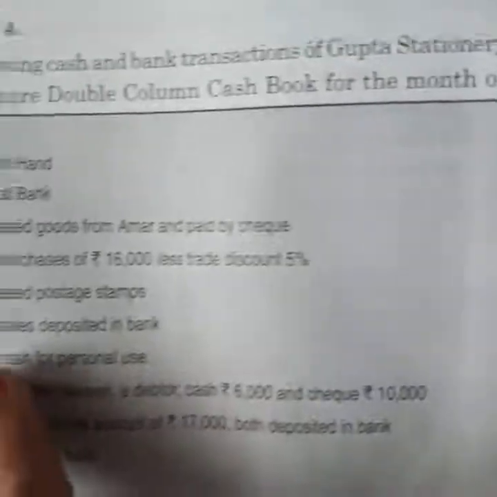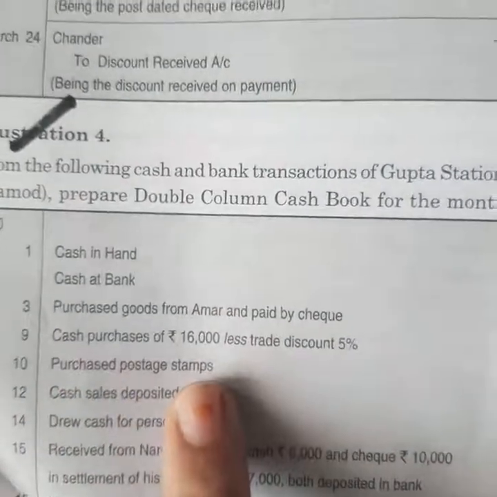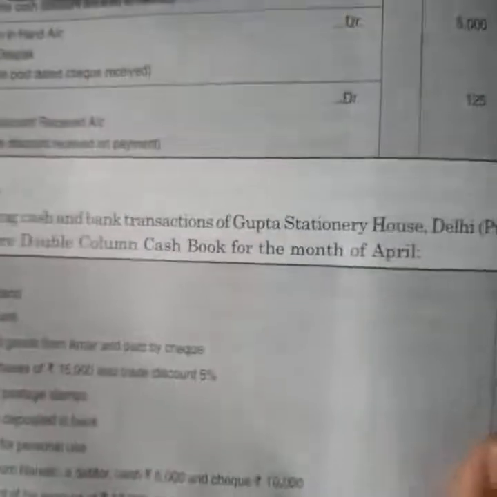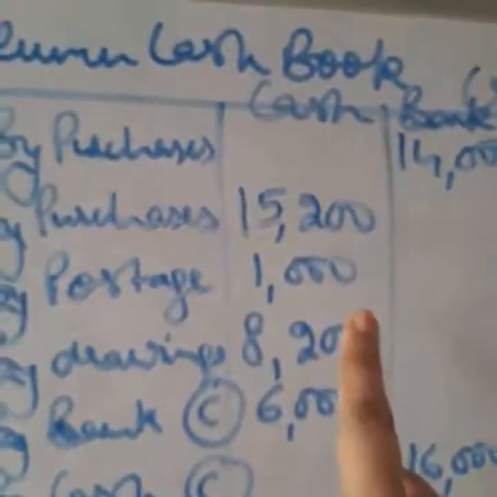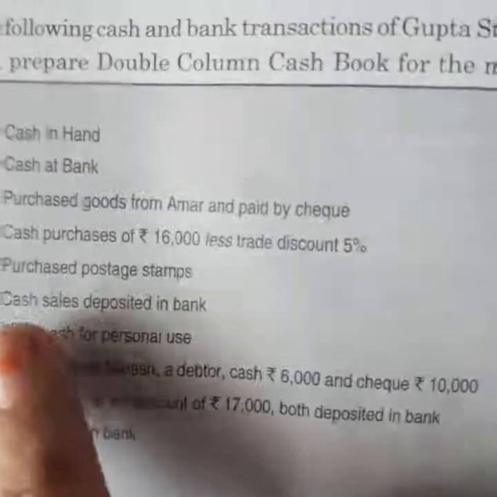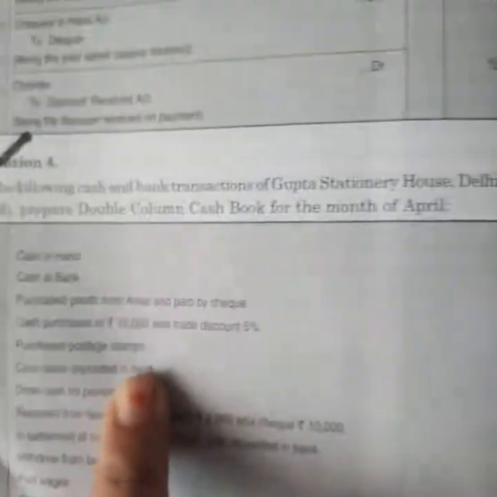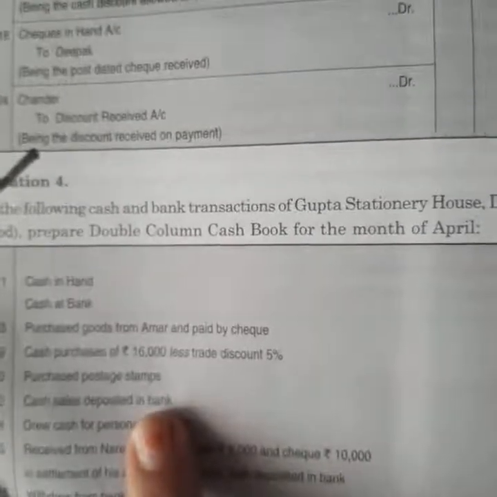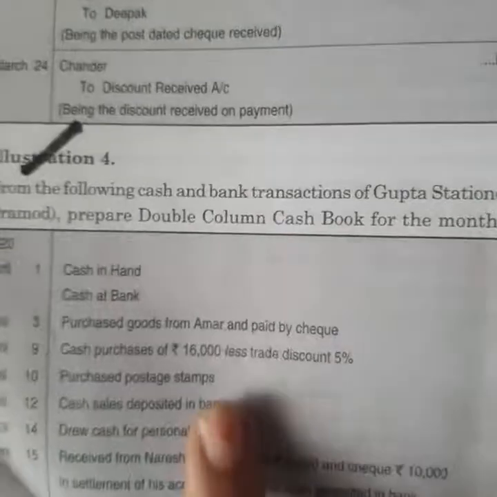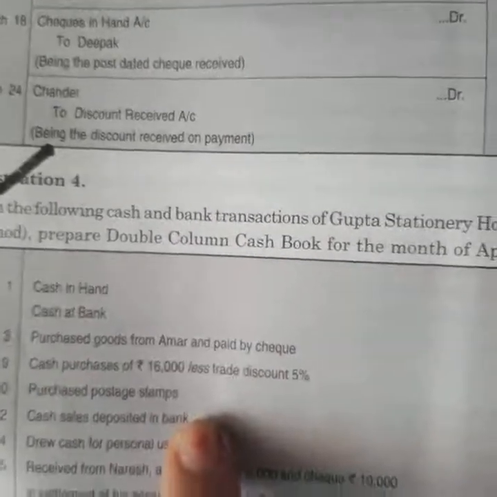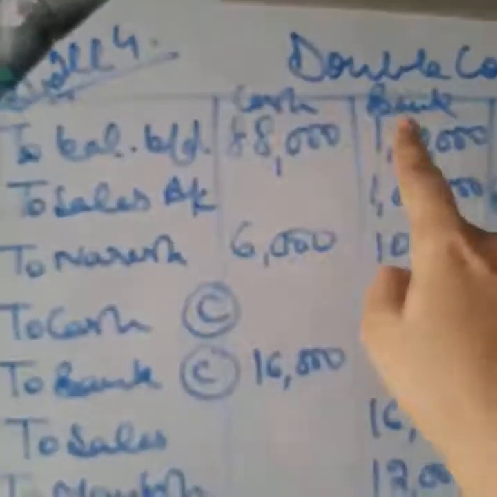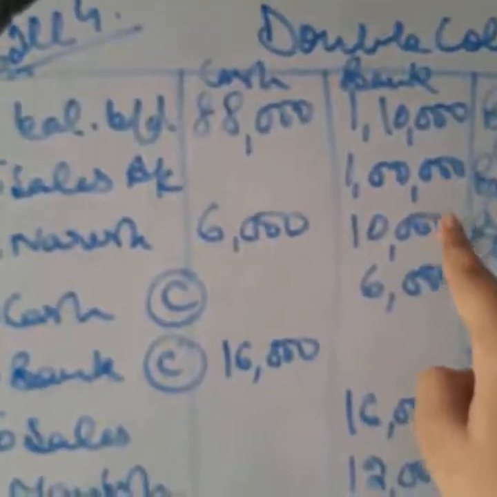Next is purchased postage stamps. So for postage stamps, we'll write "By postage stamps" for rupees 1,000. It's a payment. Next, cash sales deposited in bank for rupees 1 lakh. So we are depositing the money in the bank. It is for 1 lakh. We'll directly write bank account debited to sales account. So bank is being debited. We'll go to the debit side of bank. We'll write there "To sales" with rupees 1 lakh.